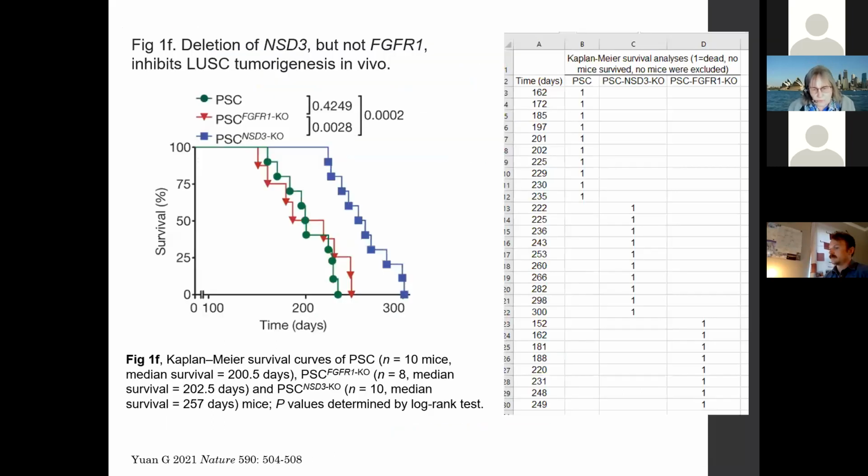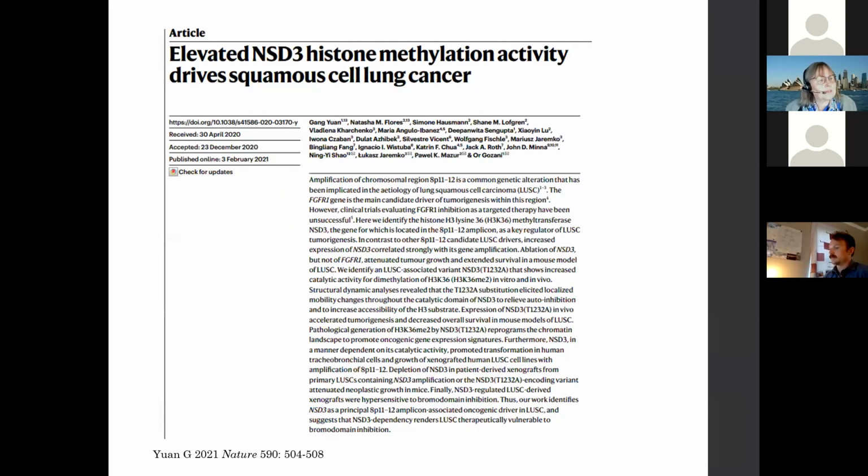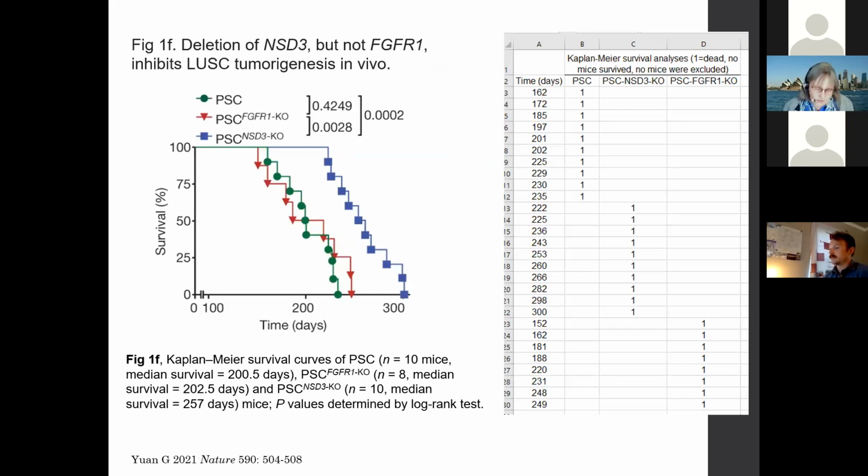The next paper, which I'll go over quickly, is looking at elevated NSD3 histone methylation activity in squamous cell lung cancer. I just happened to choose lung cancer, not for any particular reason. They just had nice survival curves to study. And here they were looking at different deletions of this and how this affected survival. And they had 10 mice, 8 mice, and 10 mice in the 3 groups. And here is the data from this.